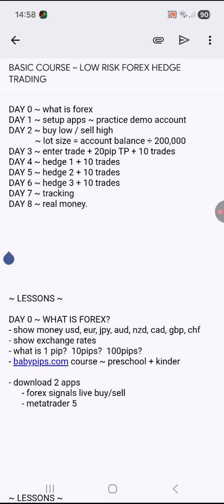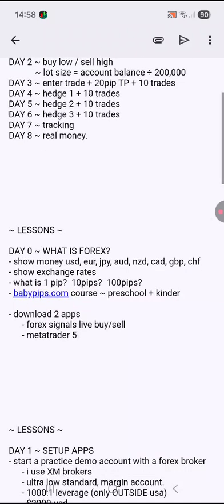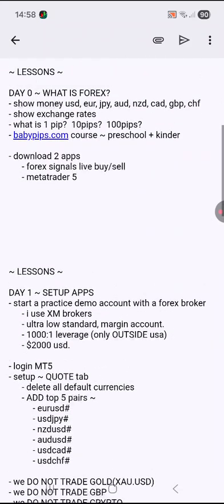Day 7, I'm going to teach you how I work my tracking, just to keep a simple tracking of each one of my trades. And then day 8, we'll be into the real money, okay? So without any further ado, let's get into it.